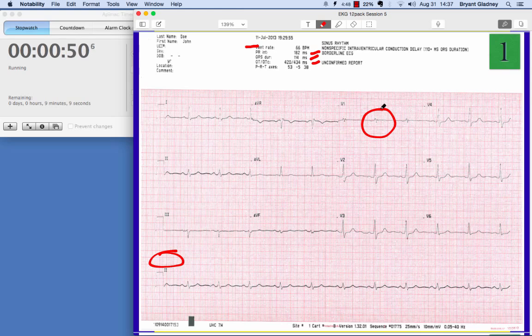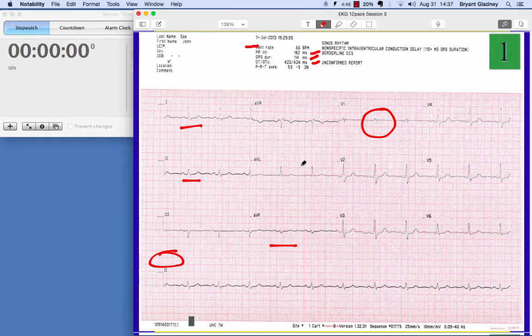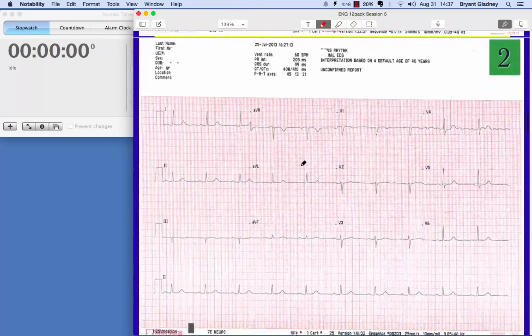If it was more than 120, I'd be looking up in V1. If that looked like a right bundle, then I'd check 1, 2, and AVF real quick. And as long as I'm positive in lead 2, then I can't have the left anterior fascicular block that I'm looking at. So that was me talking a lot on this one. This one took more than a minute. And so now we're going to move on to the second one.